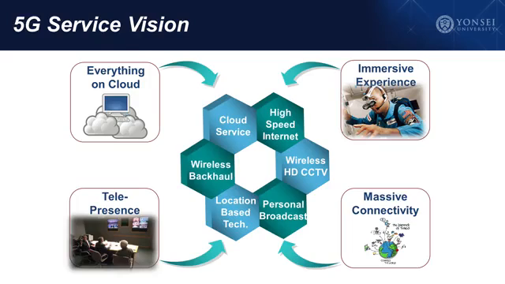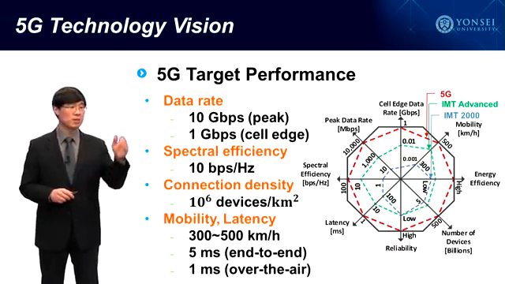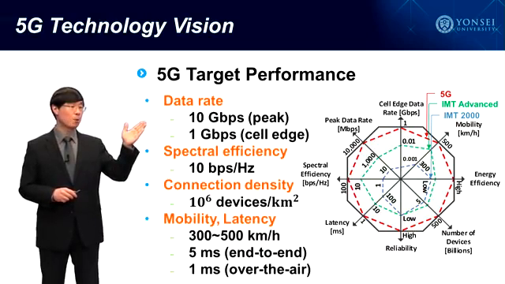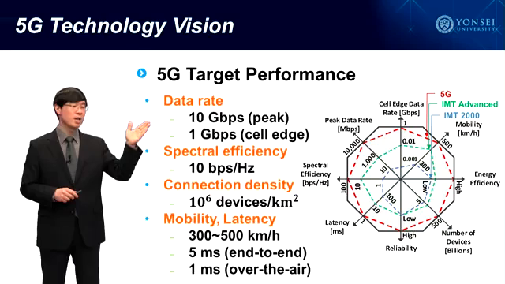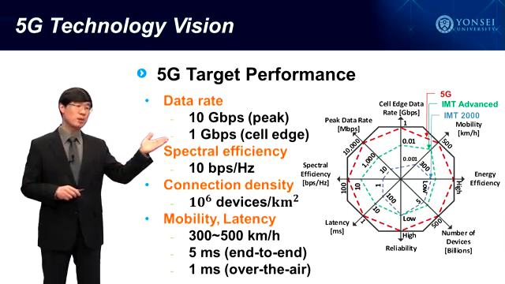We want all of this to be sufficiently supported by 5G. So therefore, 5G's vision combines the following: cloud services, extremely high-speed internet, wireless HD CCTV, personal broadcasting capability, location-based technologies, and wireless backhaul technology. The 5G target performance can be set with these objectives: a data rate where 10 gigabits per second or more is supported in the cellular area. In addition, 1 gigabit per second even at the cell edge, which is a location where the performance is worst.